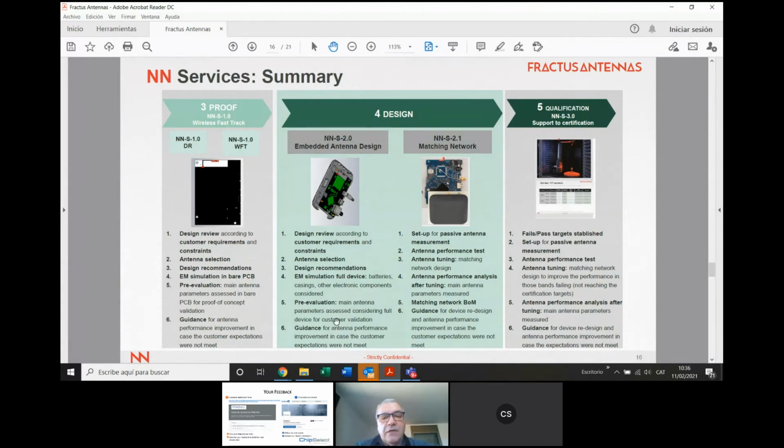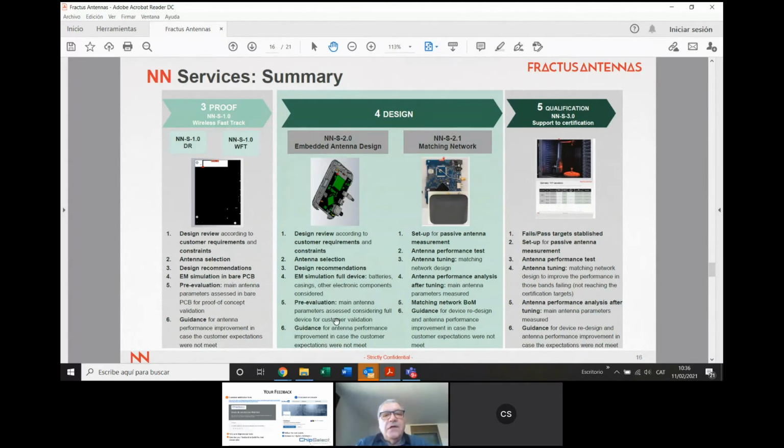And this is going to come up with a pre-evaluation with the main antenna parameters, considering the full device. Okay, so you can see the VSWR, the estimated performance, these kinds of things, and also guidance for antenna performance improvement in case the customer expectations were not met. So that also generates an interaction between us and the customer to know what can be improved. And a typical discussion is, okay, can you please move the battery a little bit? Can you please move this connector or whatever element to increase the antenna performance? This is the kind of discussion that we have in the conversation with our customers.